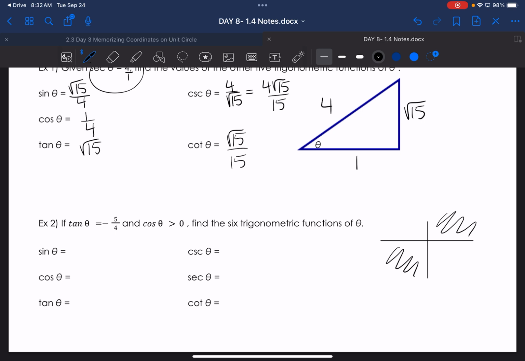Okay, and then I'm asked where is cosine greater than 0? In other words, where is cosine positive? Well, out of those two, that narrows it down to quadrant 4. Okay, so I'm going to draw my right triangle in quadrant 4.